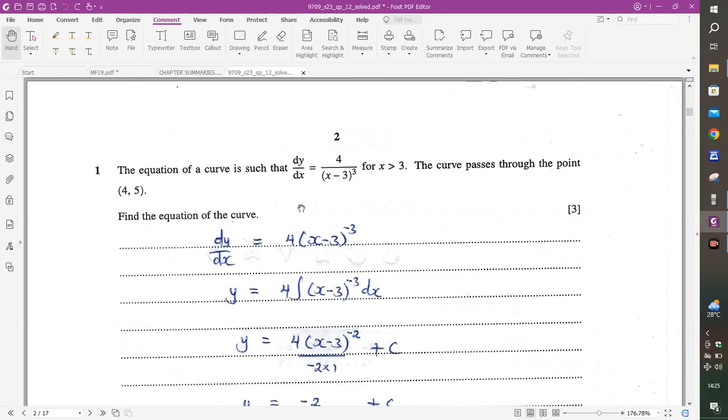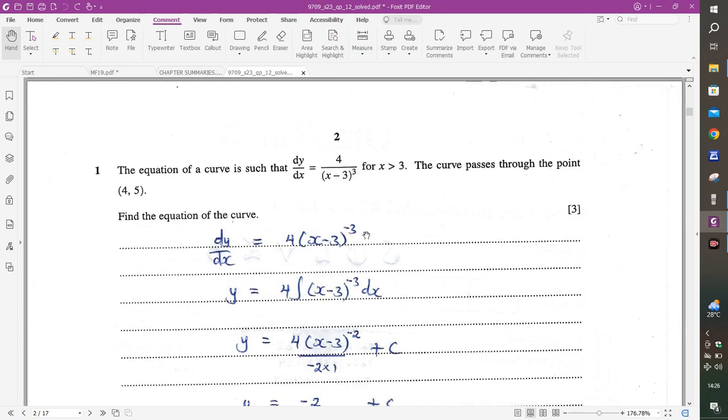So this is a dy/dx. It's a differential equation. It has dy/dx, so we have to undo what was differentiated. And to undo differentiation, that is integration. So I can take this one up here, the (x minus 3) to the power of 3. When I take it up, the power becomes a negative.